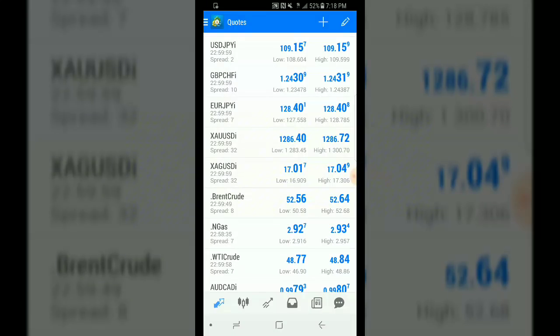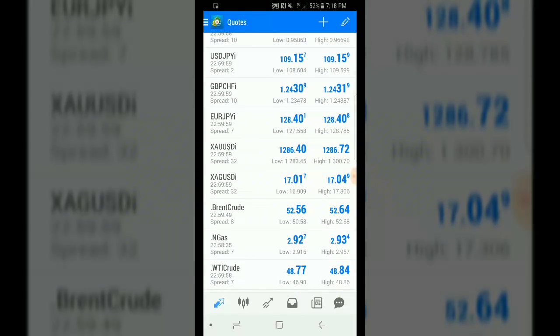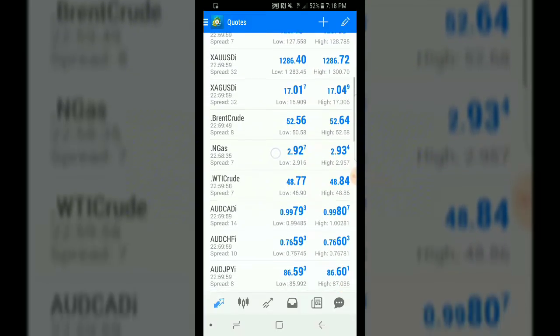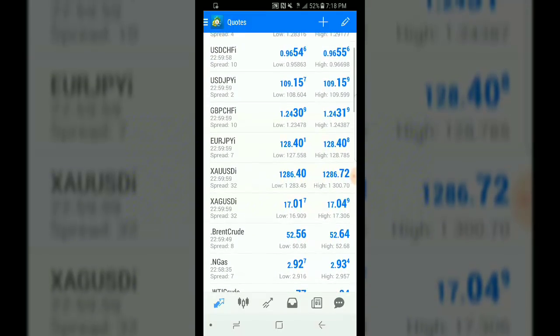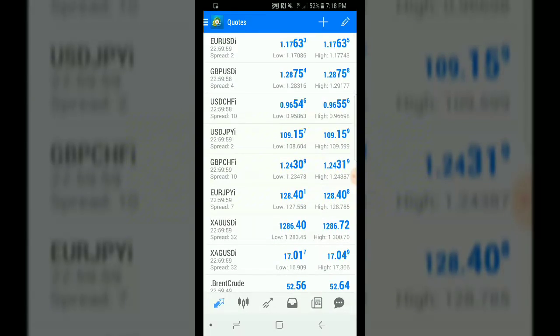is a spread on gold, so you will have to overcome that. It says 30, but it's really about 3 points, and you would just have to overcome it, which is not hard on gold. It jumps pretty quick. So that is your quote screen and what that looks like.